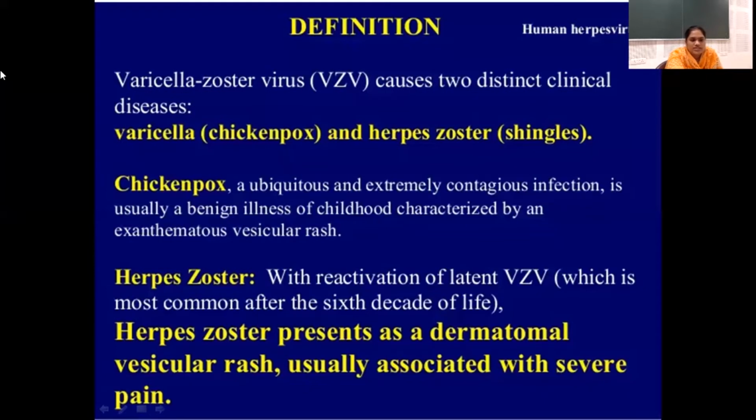Chickenpox is an extremely contagious and usually benign illness of childhood, characterized by an exanthematous vesicular rash. Herpes zoster is the reactivation of the latent varicella zoster virus, which is commonly seen in the sixth decade of life. Herpes zoster usually presents as a dermatomal vesicular rash, usually associated with severe pain.